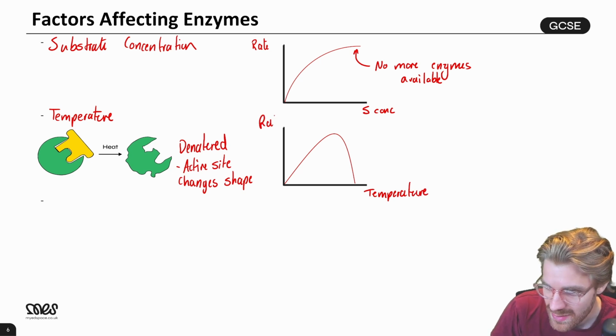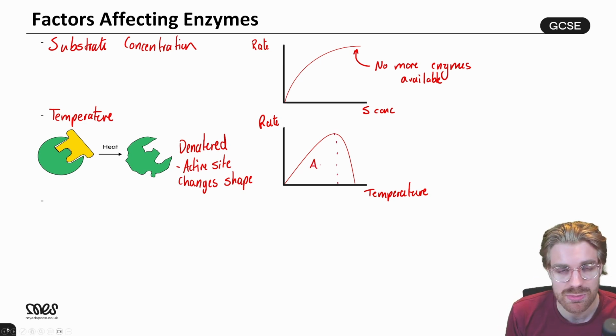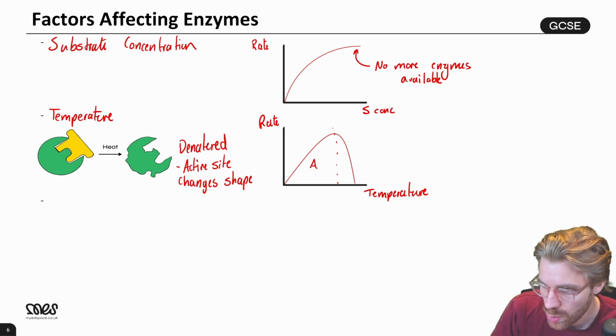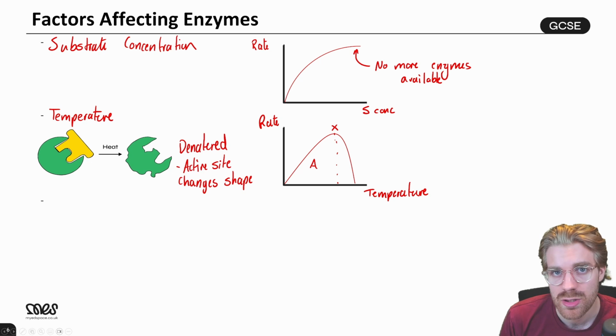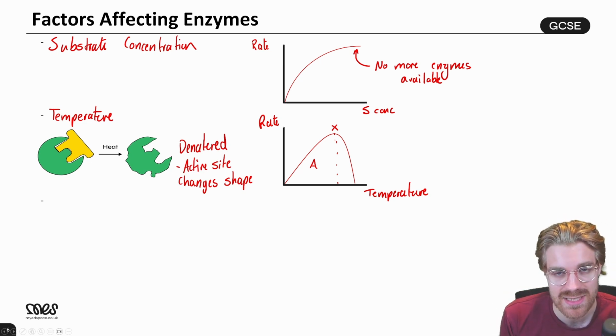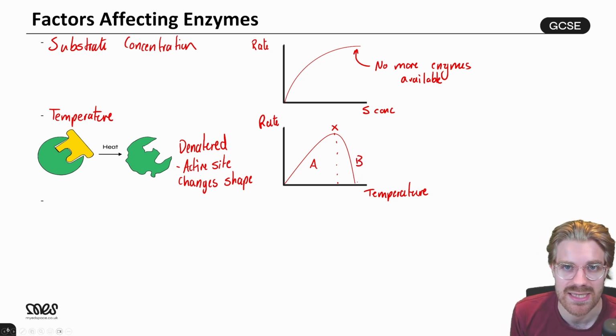And we can see that in our graph, where we have temperature on our x-axis and our rate on our y-axis. In our first part of our graph here, part A, increasing temperature increases the kinetic energy of the particles, which means there are more collisions, and so more enzyme substrate complexes form and the rate increases. At point X, we have the optimum temperature, where the rate of reaction is at its maximum. And then in part B, we can see that the rate starts to decrease. And where the rate is starting to decrease, this is because the enzyme has denatured.